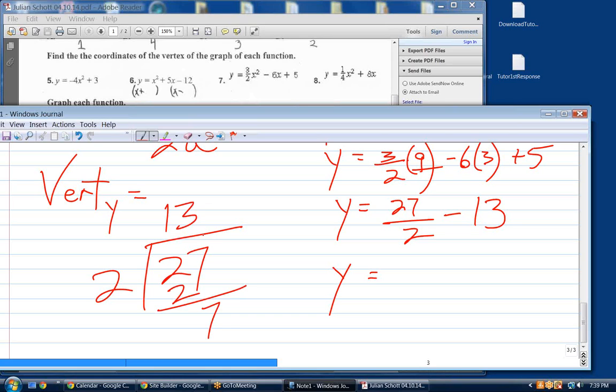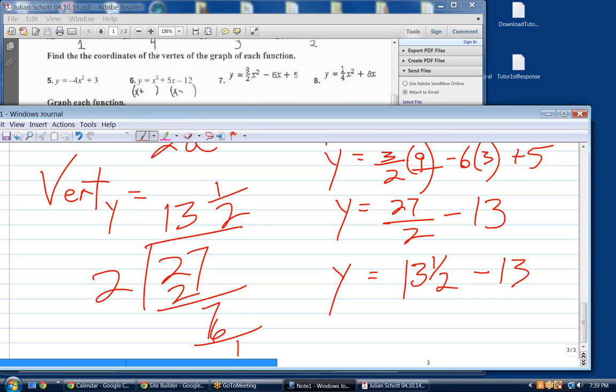13 with a remainder of 1. And that remainder of 1 is actually a remainder of 1 divided by this divisor, so it's a remainder of 1/2. So 27 over 2 is the same as 13.5. Well, that's a little easier to do than our common denominator process.